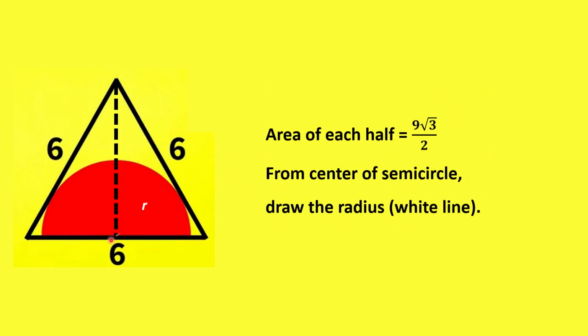Now we draw the radius. You can see the animated white line, from the center of the diameter, which is also the center of the base of the equilateral triangle. This will be equal to the radius. Suppose it is r, the radius. So we draw this radius.